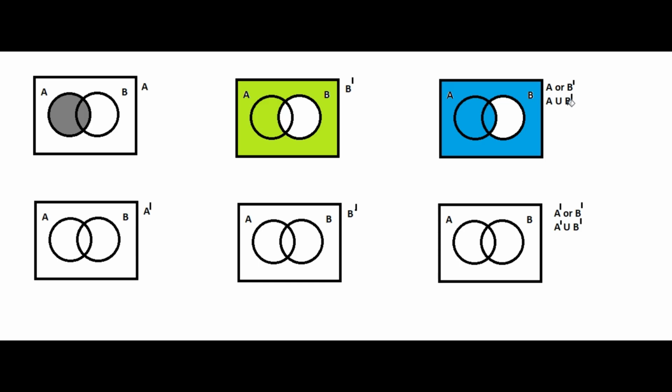I repeat, it says A or not B. The first diagram we shaded A, second diagram we shaded not B, every element except what? Except B. So now for the final one, we need to shade what we shaded on the first diagram and what we shaded on the second diagram all together.